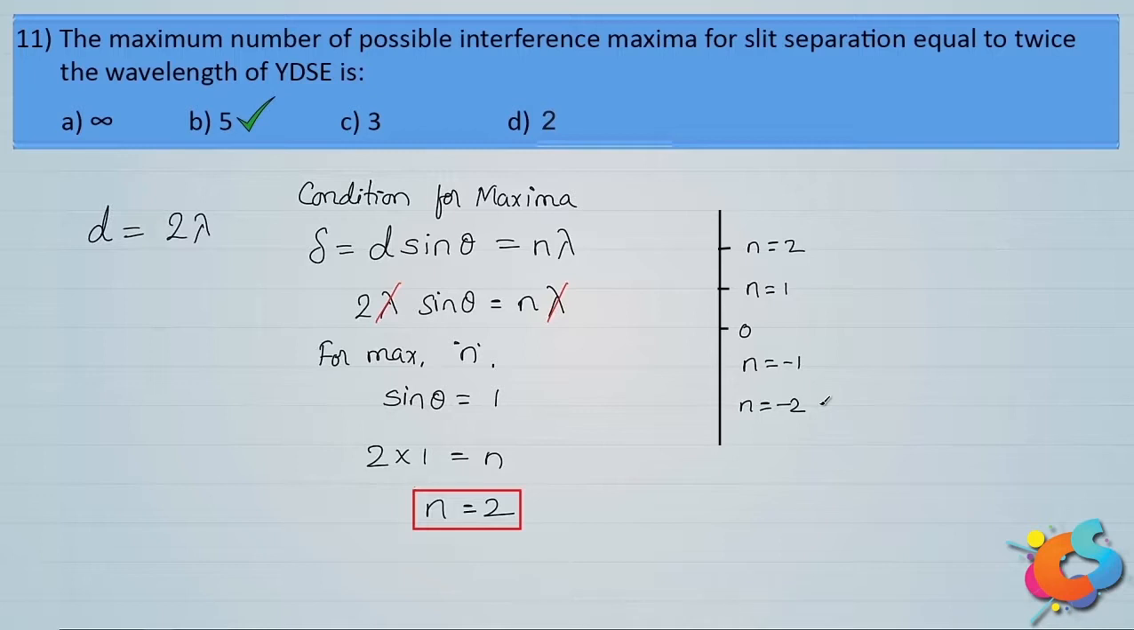So which means that when n can take a maximum value of 2, the maximum possible fringes is 5 bright fringes, or 5 maxima are possible. Therefore, option B is the correct answer, that is 5 bright fringes.